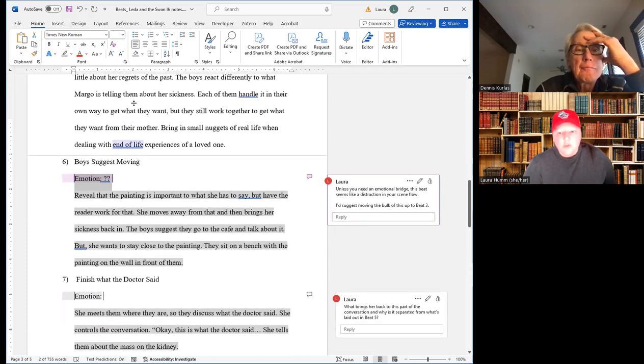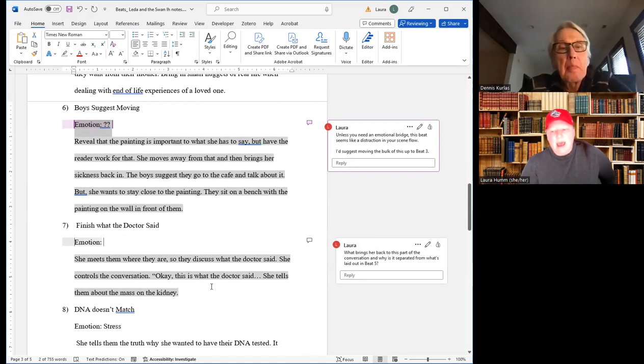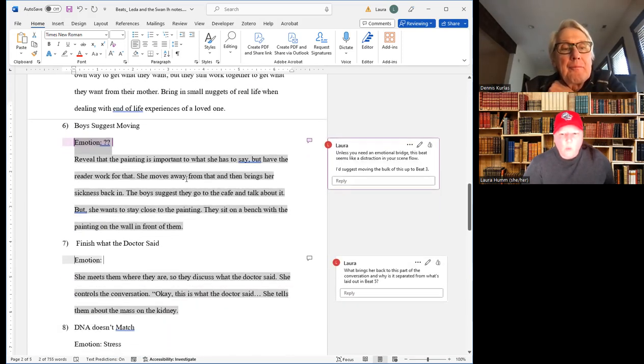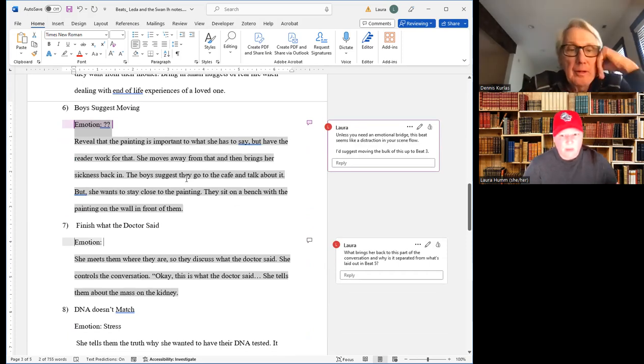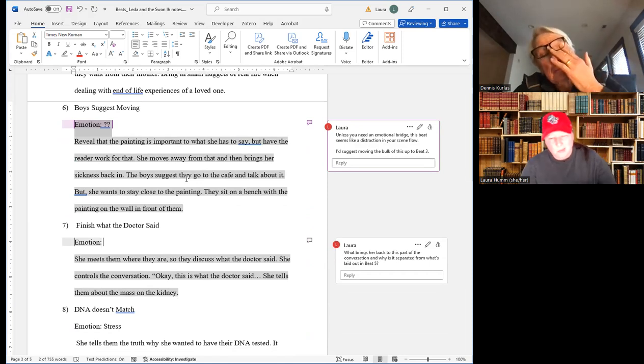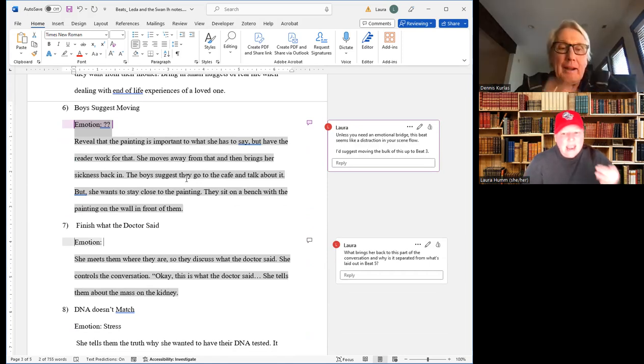So then we get into the next one, where you have her say, okay, let's get into the information about what the doctor said. Again, this one, to me, she tells them about the mass in the kidney. Well, she had already told them about the mass up here. So if there's a reason she has to go back to it, did she not tell them everything? Is there more? Is she using it as a bridge? Okay, so I told you about that, but let me tell you about this other part. Again, if you need it, maybe you go back to it.